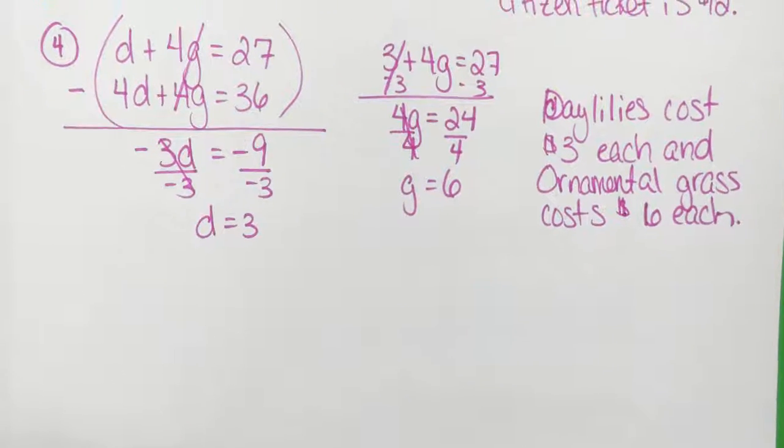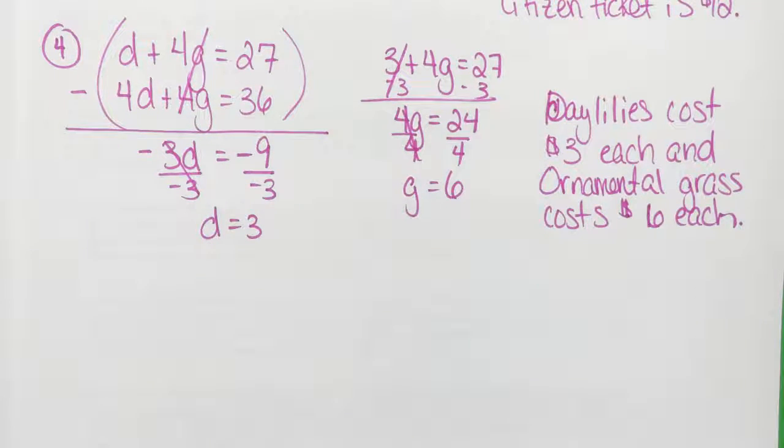Just look at number 4. Did y'all get $3 for daylilies and $6 for ornamental grass? Okay, all right, go on to number 6. We got 6 and 8. Go on to number 6. What's wrong? You had the first one right. No, I just messed up. I'm okay.